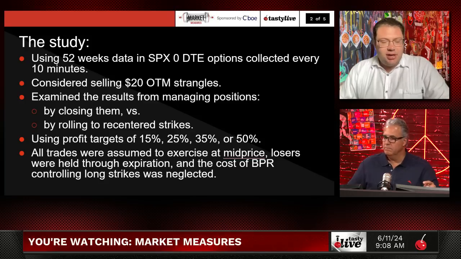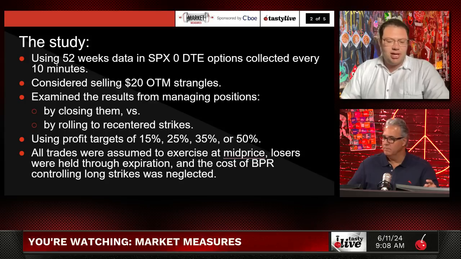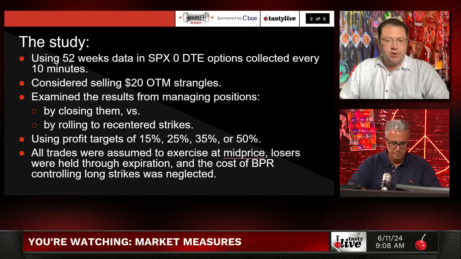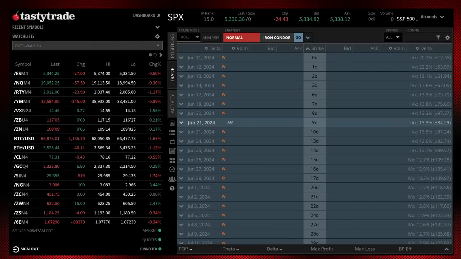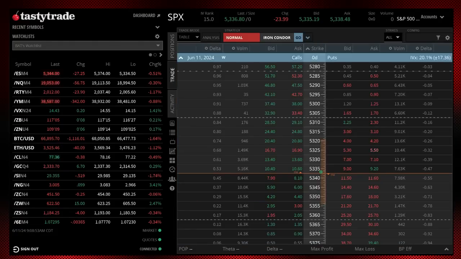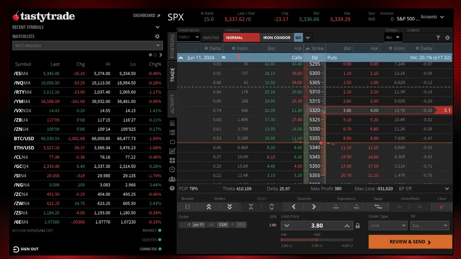We're going to use the last year of SPX 0DT options. We're going to collect them every 10 minutes. That's just the refresh rate. We're going to sell the $20 away strangle. So in this case, if you're looking right now, if you pop into the 0 days, the $20 out of the money strangle would be, if it's 53.30, let's just say it's 53.40. Okay, it would be the 53.20 put and the 53.60 call.